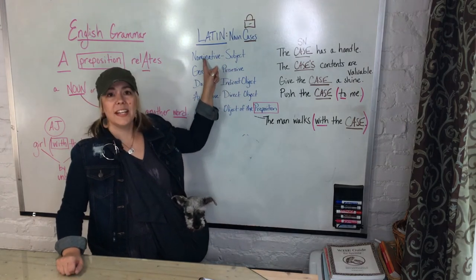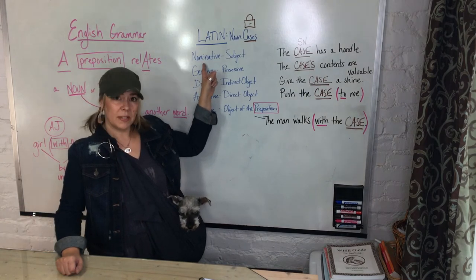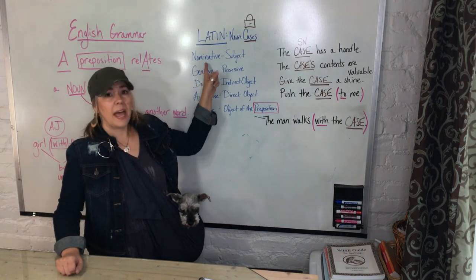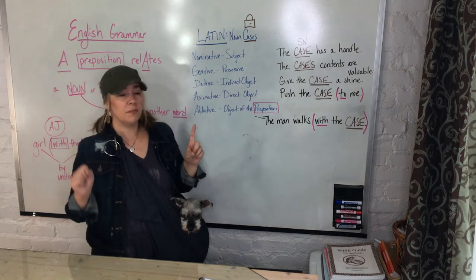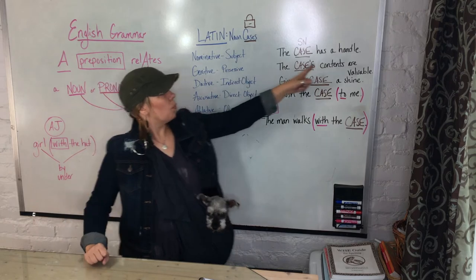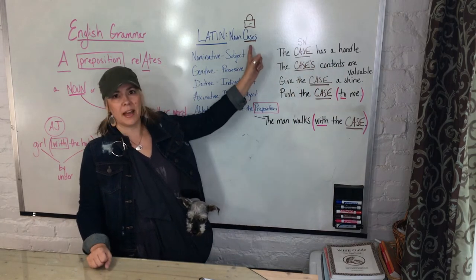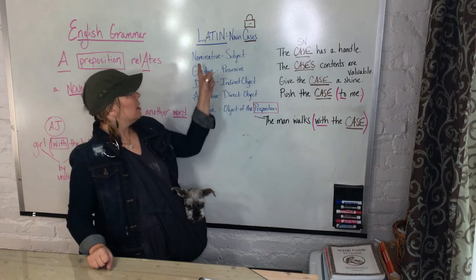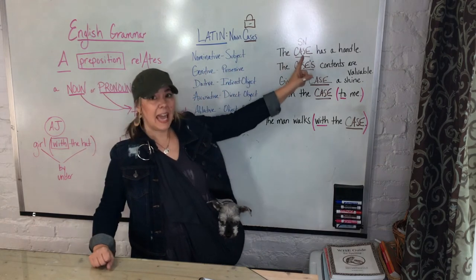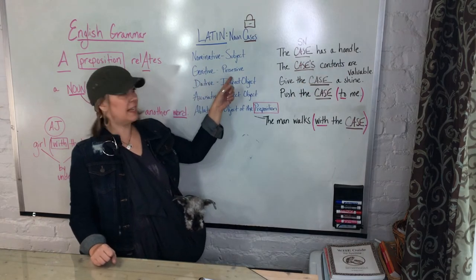Nominative, we learn in Essentials that nominative, the base root is nomen, which means name. Every sentence has a subject and a verb, right? So nomen or name becomes the subject. What has a handle? The case. And I used case for all of these because we're talking about noun cases, to help it stick in your head. Nominative, subject, the case what? Has a handle.